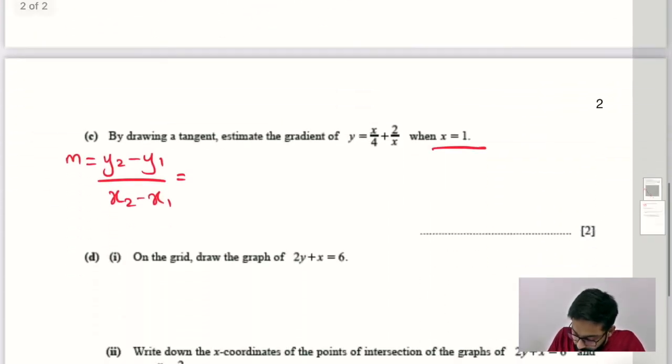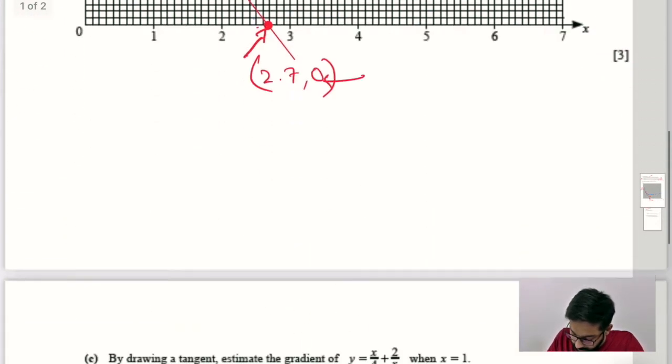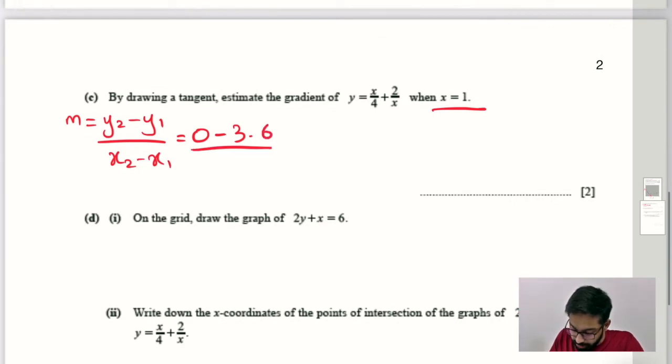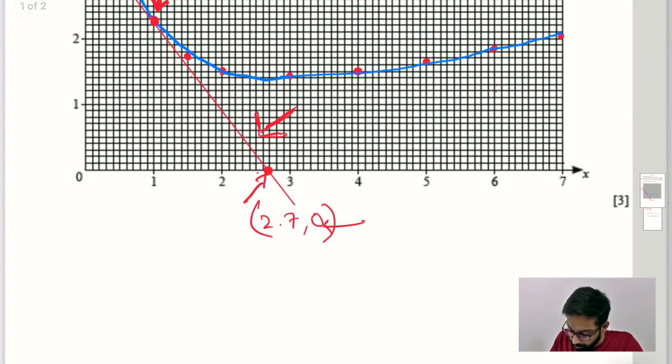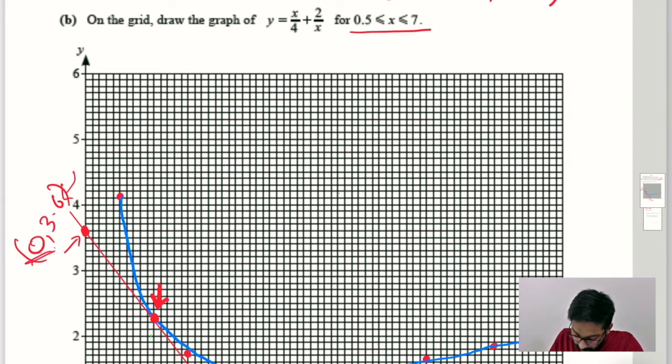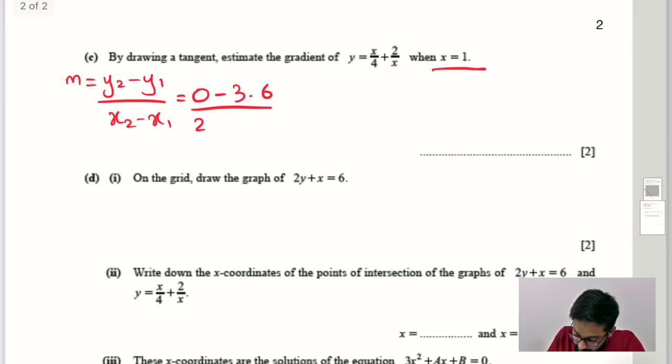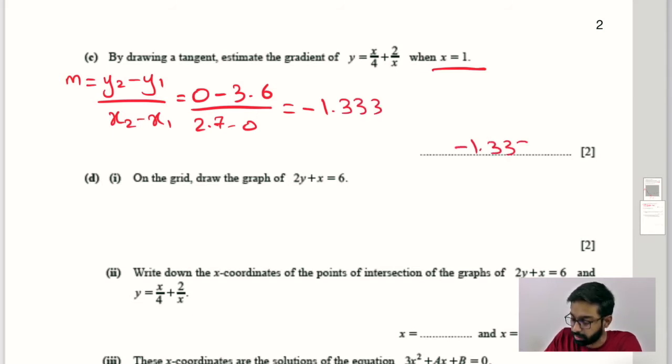So y2, 0, minus y1, what was it, 3.6, over x2, the value of x2 is 2.7 there, the value of x1 is 0 there. So you do 2.7 minus 0. Now let's plug this into the calculator and find out the value. Negative 3.6 divided by 2.7 is going to be negative 4 over 3, which is negative 1.333. So let's write that, negative 1.333. Okay, I hope that was easy.